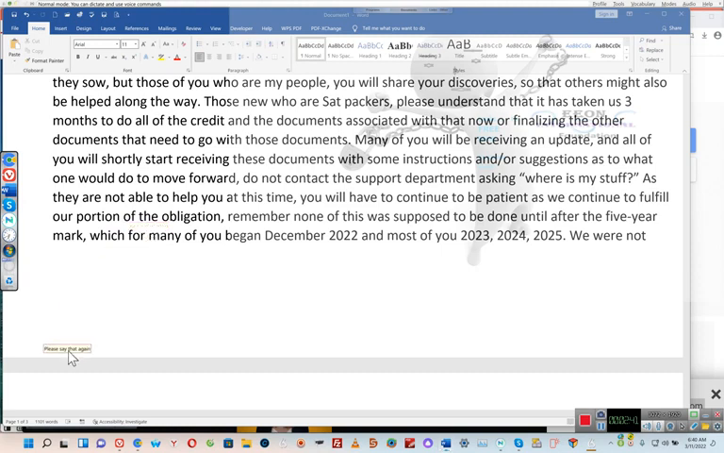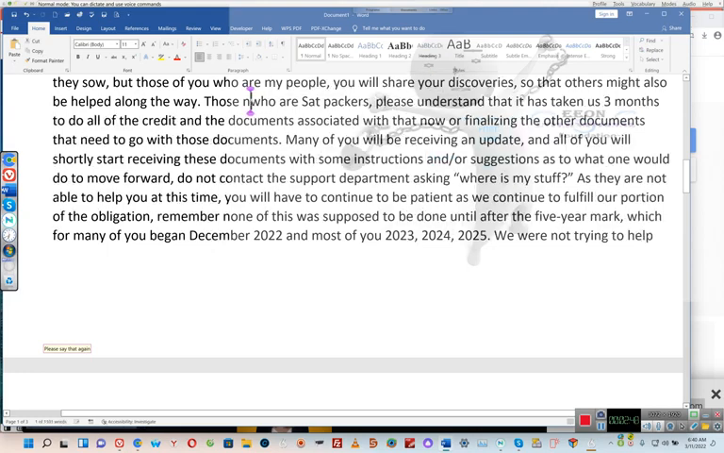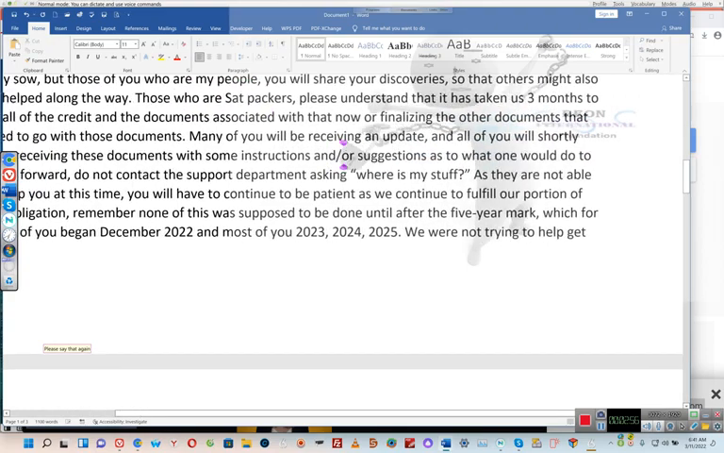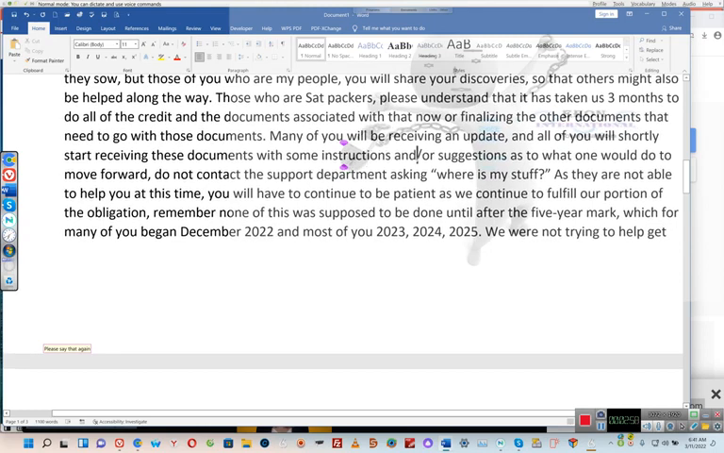Those new who are set packers, please understand that it has taken us 3 months to do all of the credit and the documents associated with that. Now we're finalizing the other documents that need to go with those documents. Many of you will be receiving an update, and all of you will shortly start receiving these documents with some instructions and our suggestions as to what one would do to move forward. Do not contact the support department asking, "Where is my stuff?" as they are not able to help you at this time.